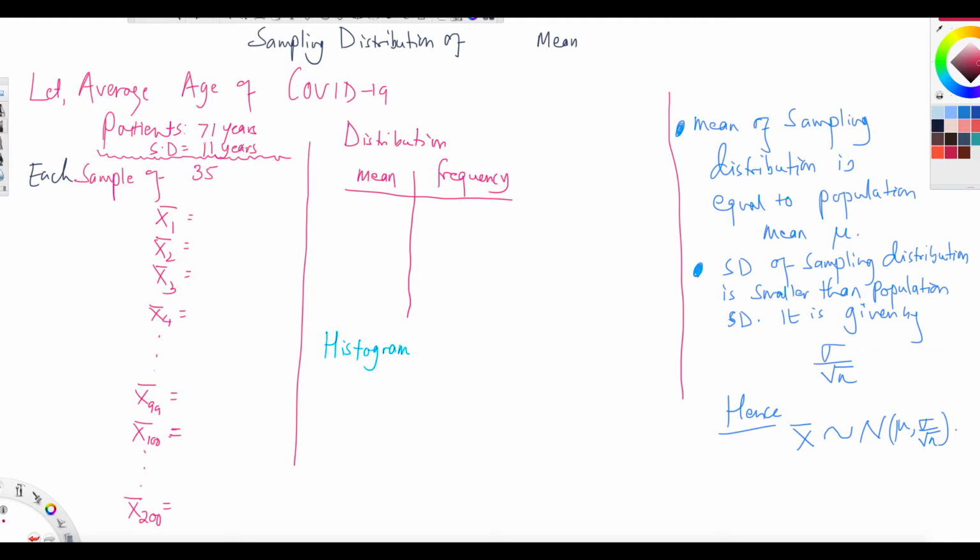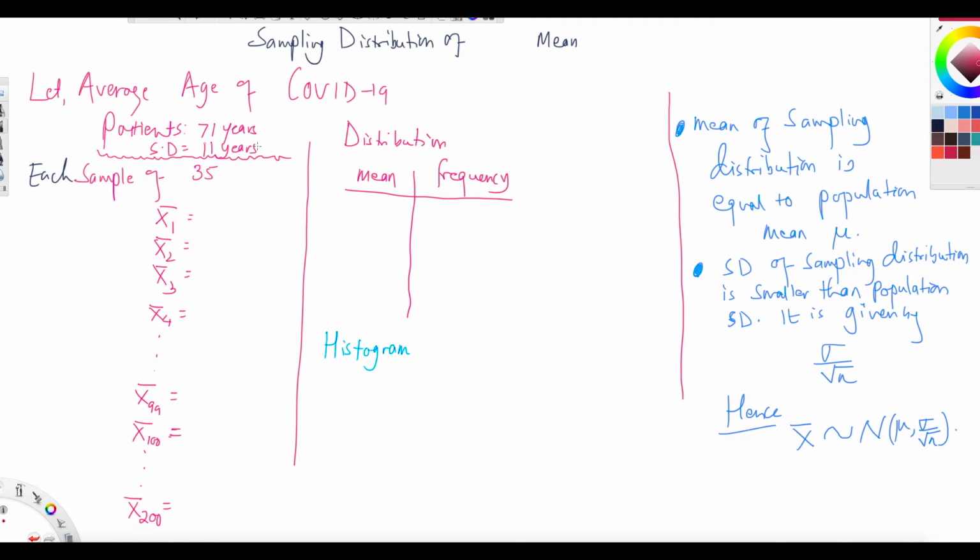Suppose that they collected all the data, everybody who was infected by COVID-19, and then they recorded the age of all the patients. That means the population mean is 71 years, because this is the average of all the COVID patients. And the standard deviation is 11 years.